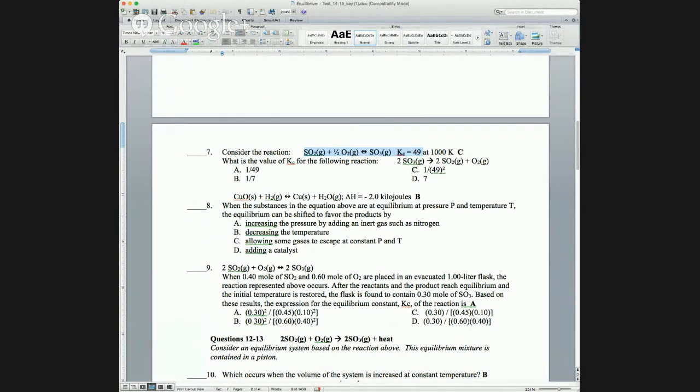Once you flip it, it's 1 over K, which is 1 over 49. And then when they multiplied everything by 2, that means you square it, make the exponent on the K. If they multiplied it by 3, it would have been 49 to the 3rd power. So your answer is C, because you flipped it and multiplied by 2. So it was 1 over 49 and 1 over 49 squared. So that's actually the answer.